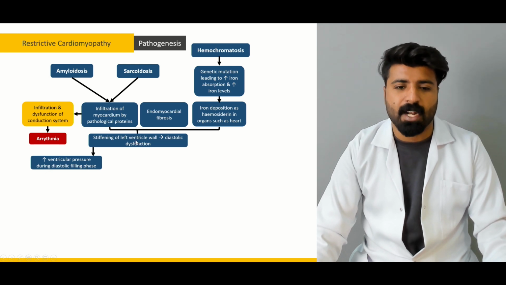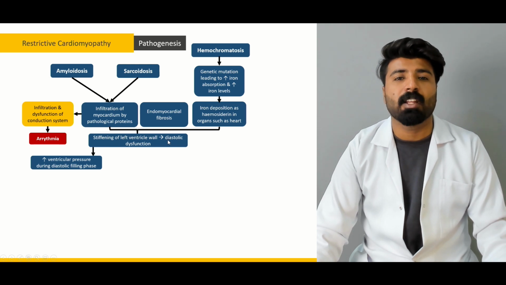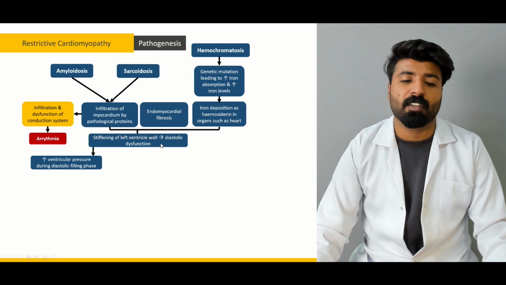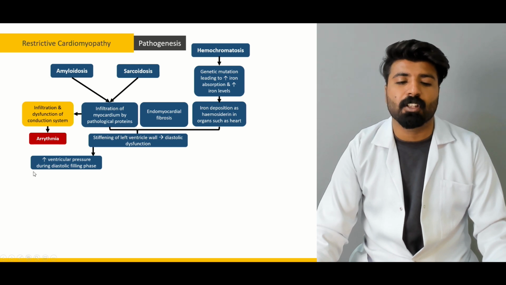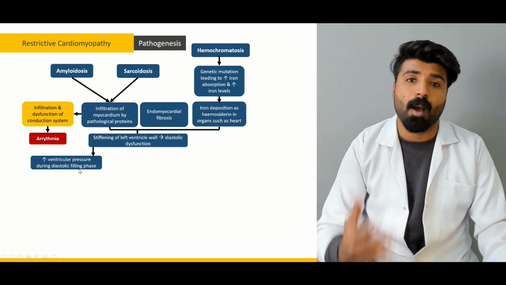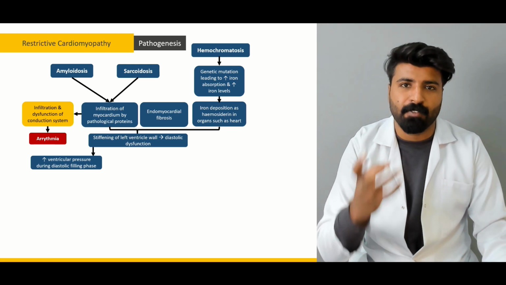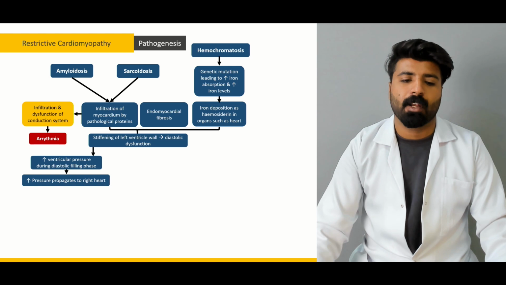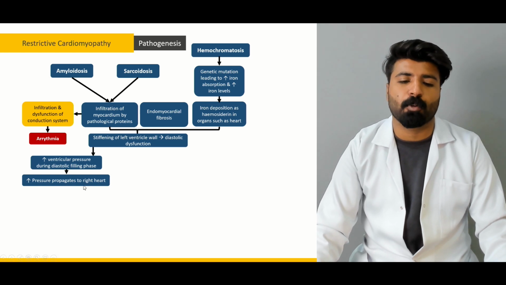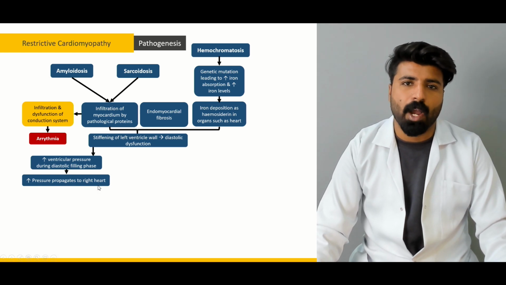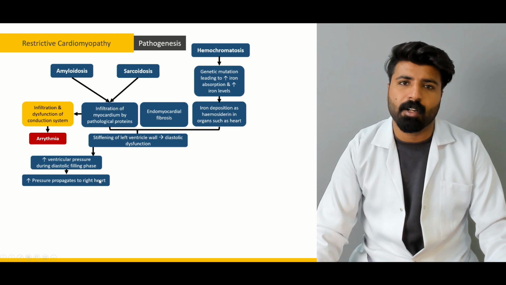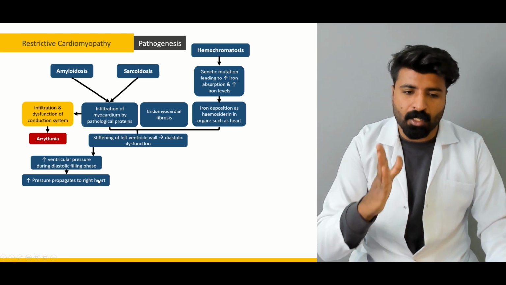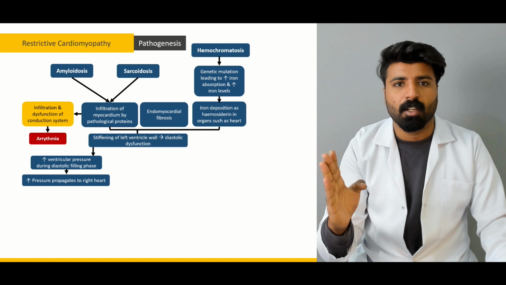Right? Why is that happening? Because stiffening of the left ventricular wall has happened and diastole is dysfunctional. When diastole is dysfunctional, ventricular pressure will go up during the diastolic filling phase, to fill that gap, to fill that space. Next, the increased pressure propagates to the right heart. Why is it propagating to the right heart? Because this circle goes a long way.